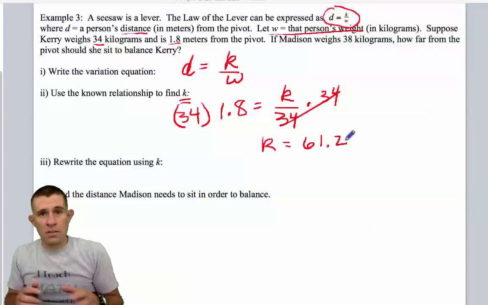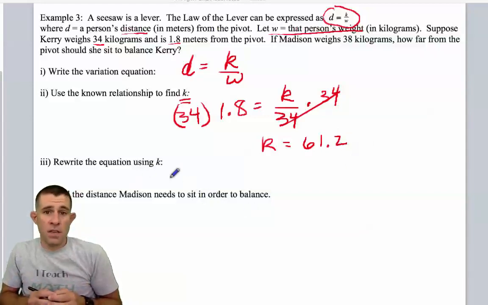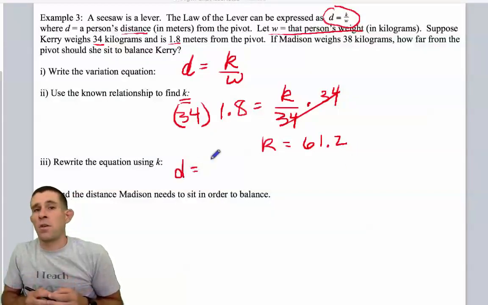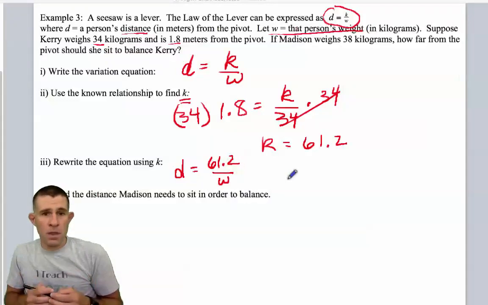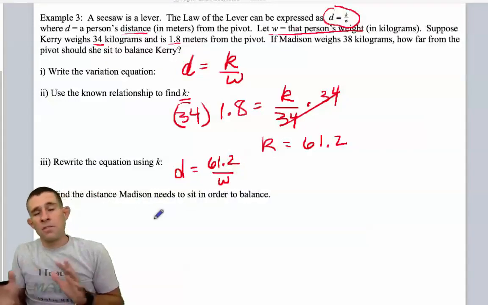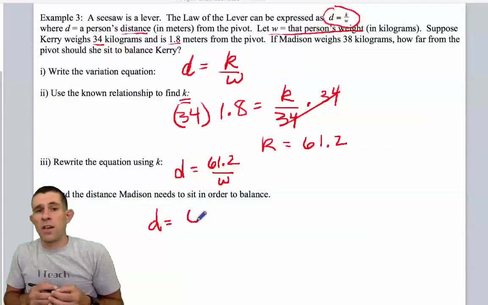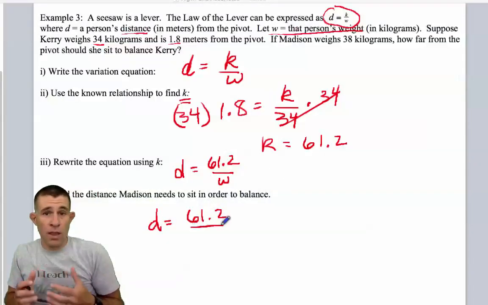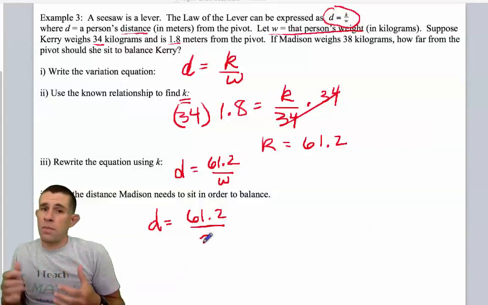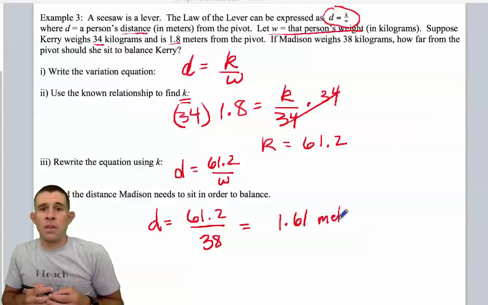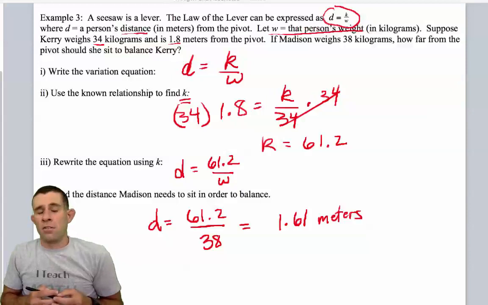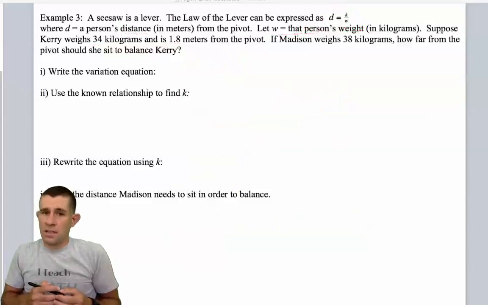Now we can take that value for our constant of variation and substitute that back into our equation. So we'll rewrite it as distance equals 61.2 over w, and we'll use that inverse variation equation now to find the distance Madison needs to sit away from the lever in order to balance that seesaw. So 61.2 divided by 38, Madison's weight, is going to give us 1.61 meters. All right, let's move to our next example.